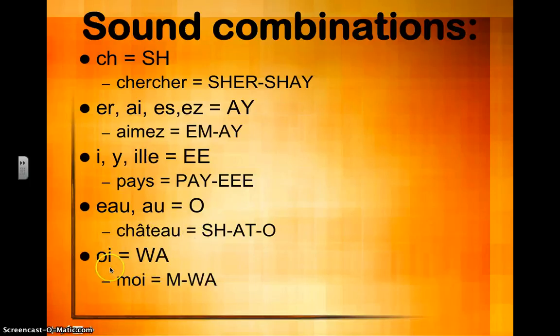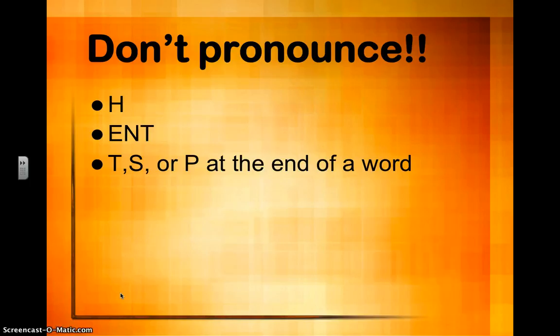O-I, we've talked about, means wa, so M-O-I is moi. And the T-H, we're used to a th, you know, a little spit going on, but this is actually a T sound. It's a hard T. And the last but not least, ne prononce jamais. Don't pronounce H's anywhere in the words. ENT at the end of a word, and lots of consonants like T, S, P, R, N, we don't pronounce those at the end of any words.